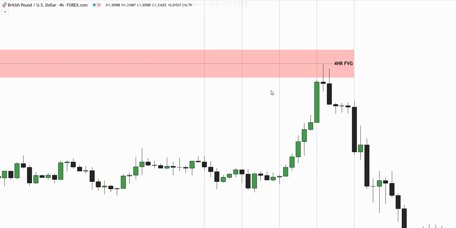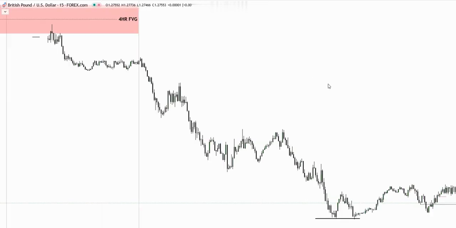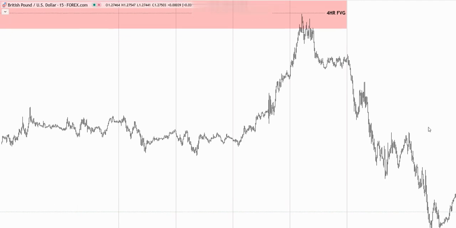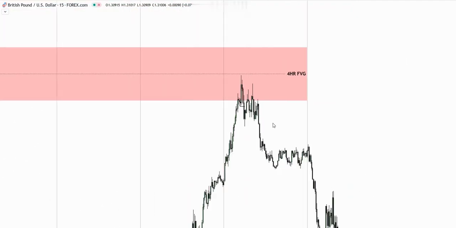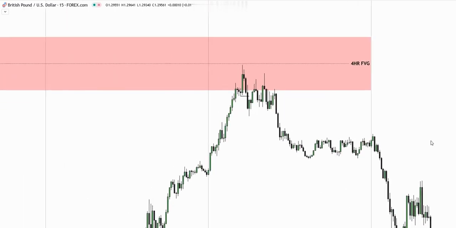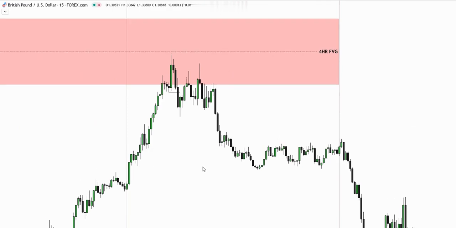Then what do I do here? The moment I see this rejection from the 4-hour FVG, then I can move down to 15 minutes so that I can frame my trade there. Now I want you to look closer here. Remember the day is Thursday. You see that? I hope that one is visible. This is on Thursday.